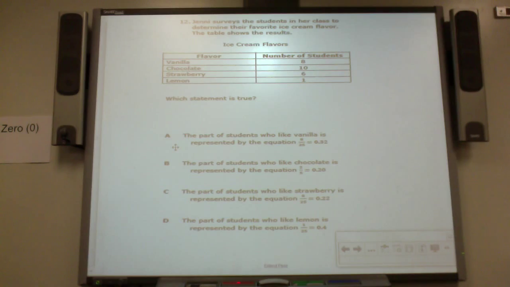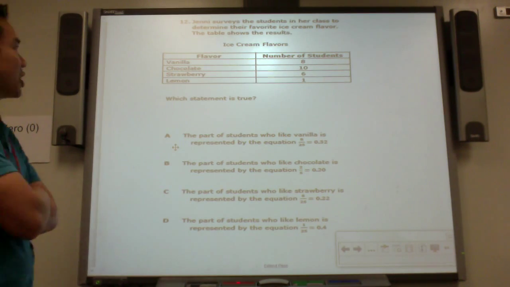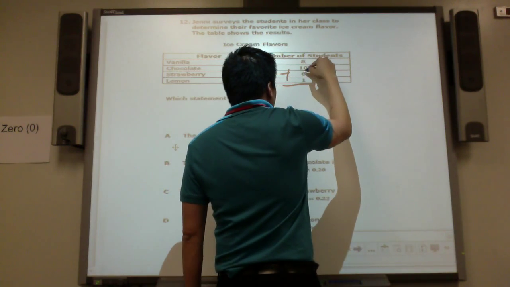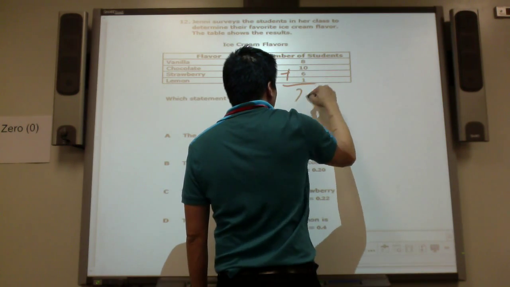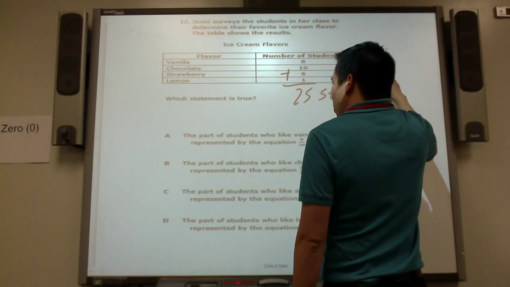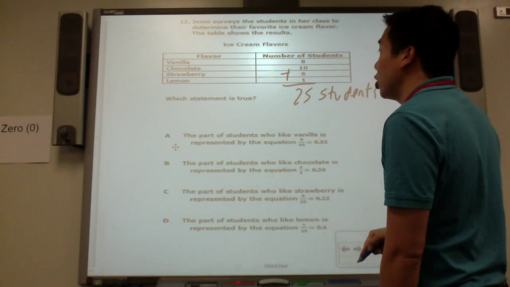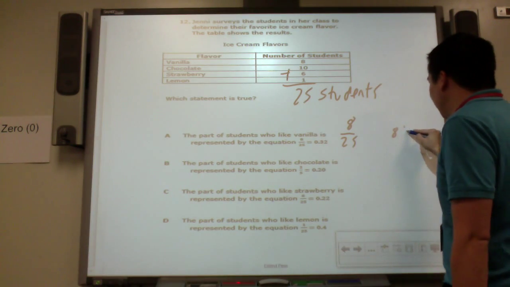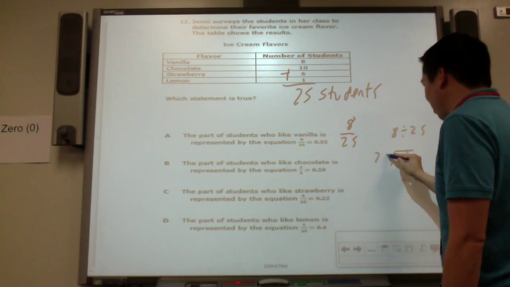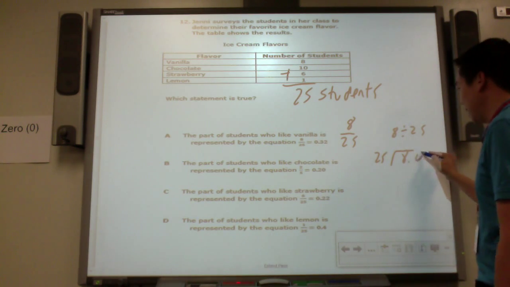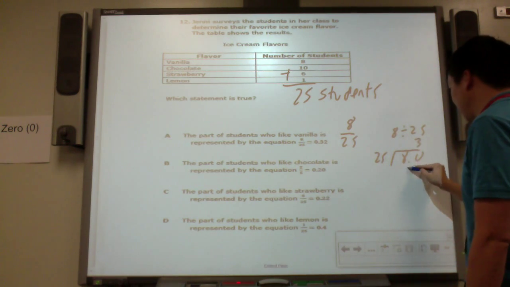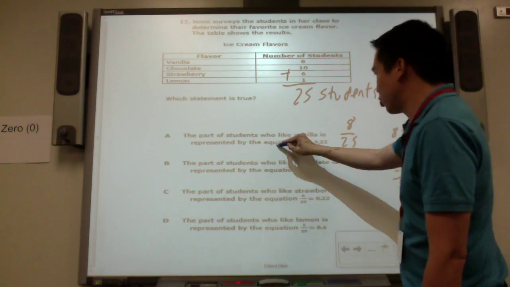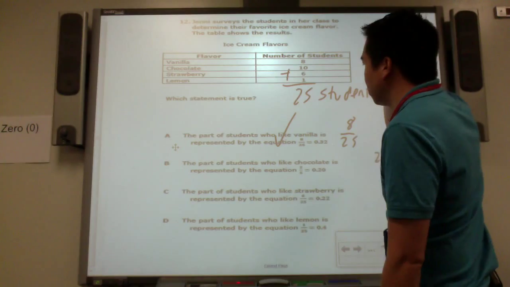12. All right, she surveys all these students. Which statement is true? First of all, let's count the number of students. There are 25 kiddos. The part of students who like vanilla is represented by 8 out of 25. 8 divided by 25. 8/25. Is it going to be 0.32? Let's see. Can a group of 25 go into 80? 3 times. Can a group of 25 go into 50? 2 times. That's true.